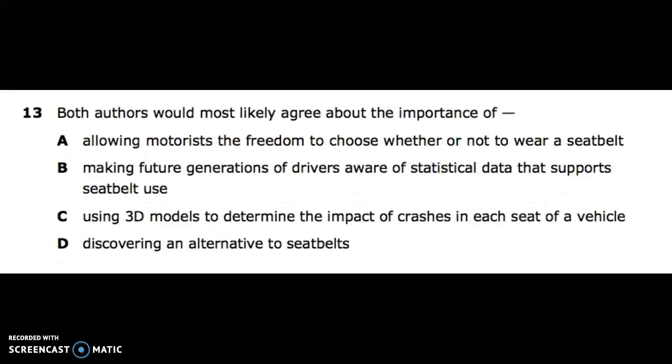13. Both authors would most likely agree about the importance of A. Allowing motorists the freedom to choose whether or not to wear a seatbelt. B. Making future generations of drivers aware of statistical data that support seatbelt use. C. Using 3D models to determine the impact of crashes in each seat of a vehicle. D. Discovering an alternative to seatbelts.